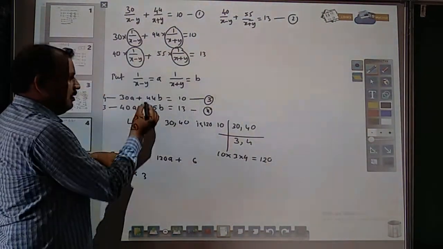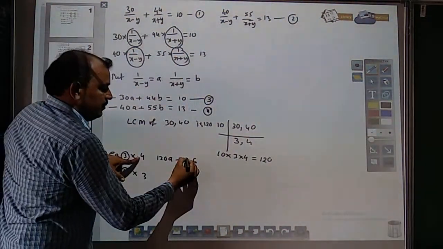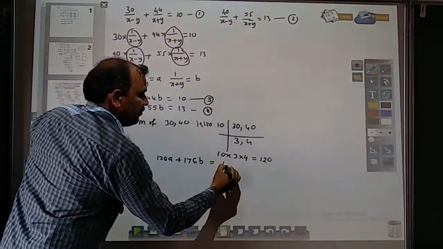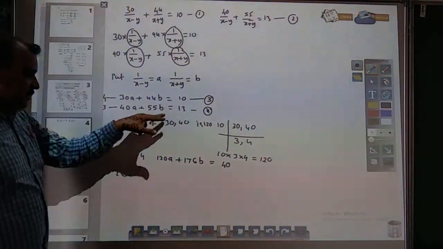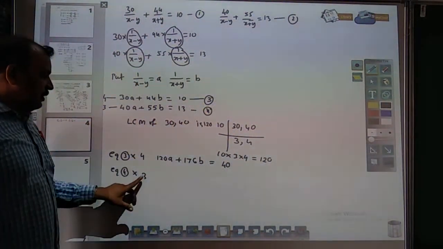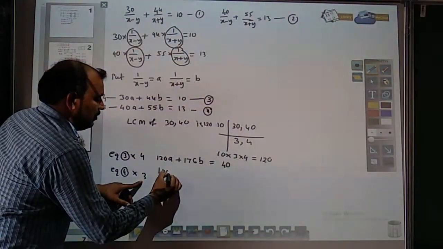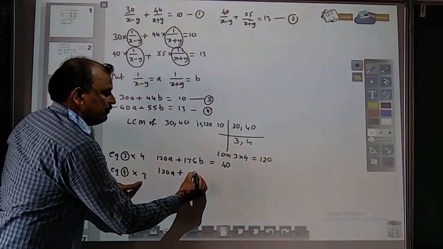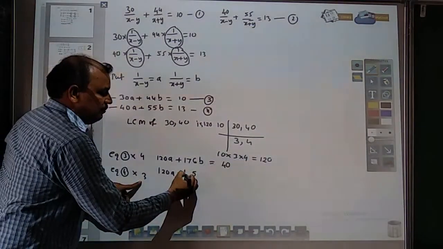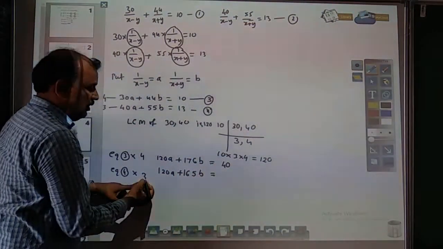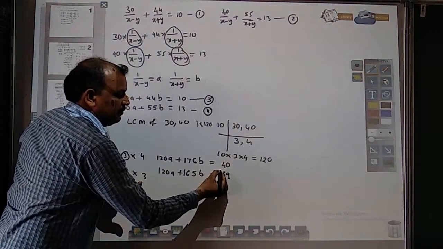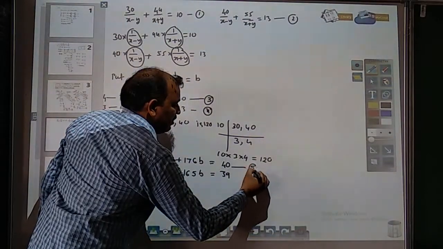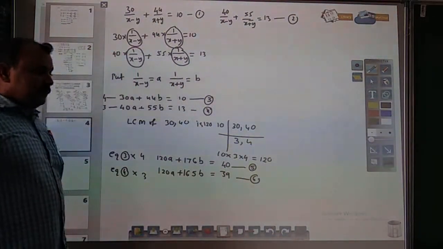The equation can be changed as 4 into 30, 120A plus 4 into 44, 4 4s are 16, 1, 4 4s are 4, 16 plus 1, 176B, that is equal to 4 into 10, 40. Next equation is 4 into 3, 3 into 40, 120A plus 3 into 55, 3 5s are 15, 1, 3 5s are 15 plus 1, 165B, that is equal to 3 into 13, 39. So, this is another equation, let them be 5 and 6.